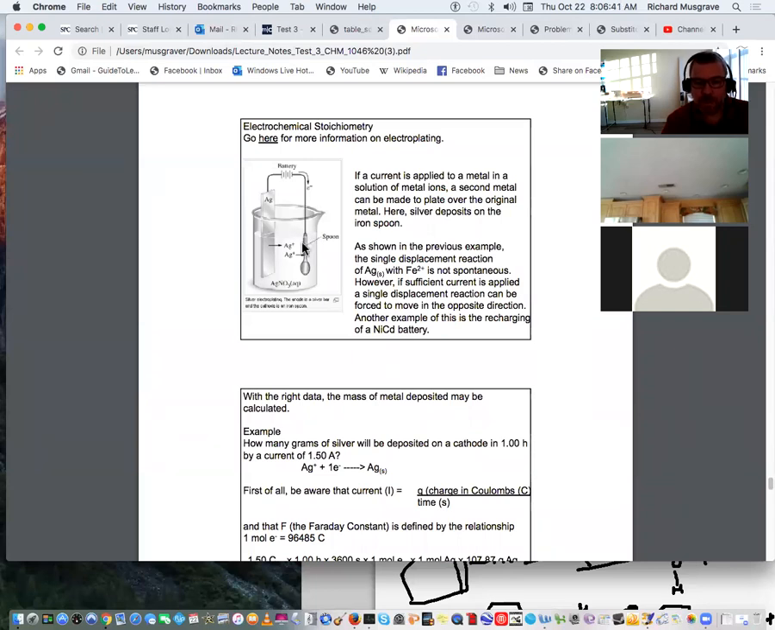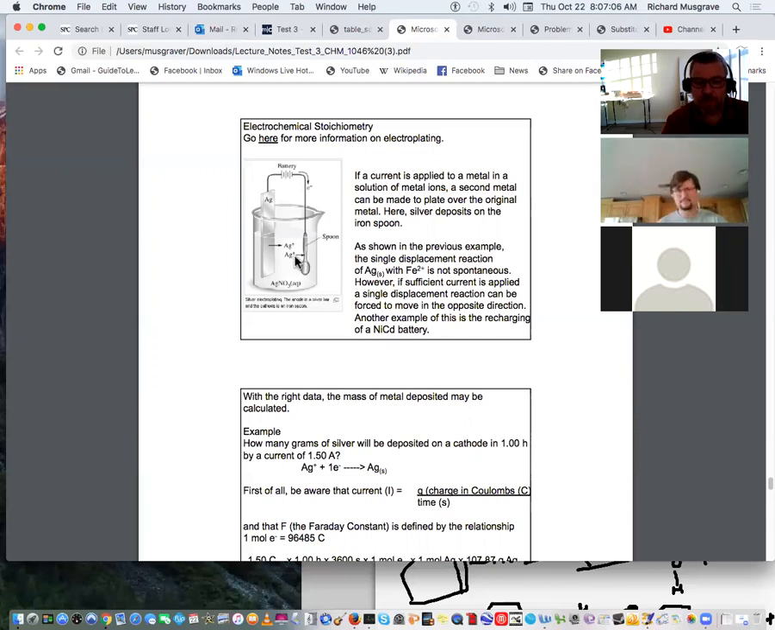In this situation, we have a silver bar in a silver plus solution. And then we have a spoon here. The spoon is iron, and what we're trying to do is plate this iron spoon with silver from the silver plus. How's that happening? Electrons are being supplied into the spoon. Ag plus in the solution gets turned into silver solid on the spoon.